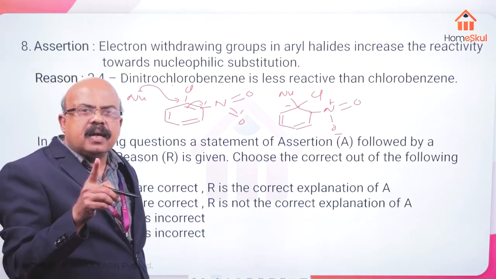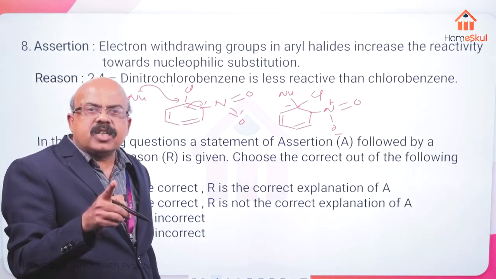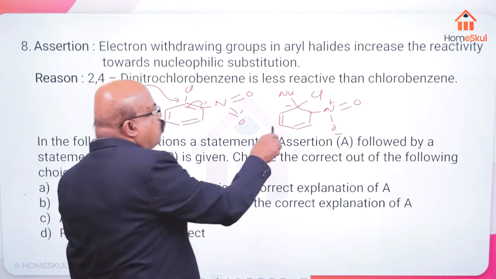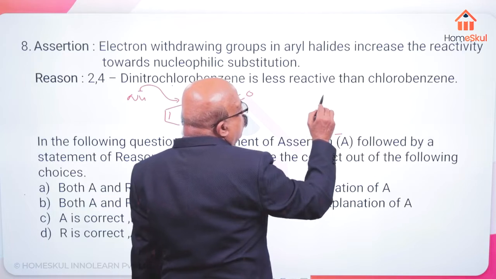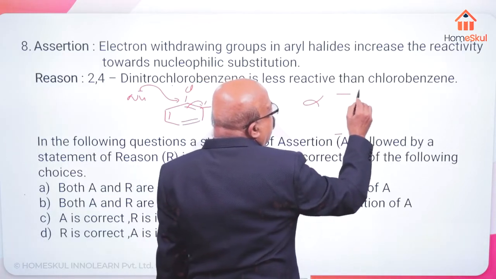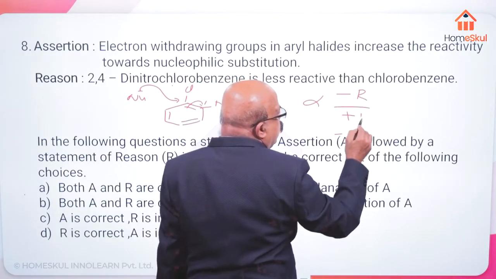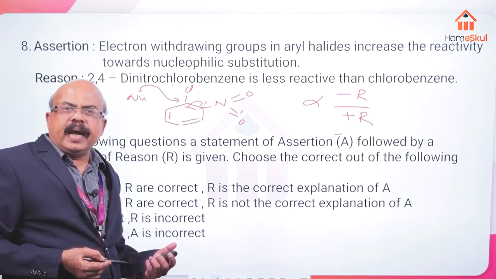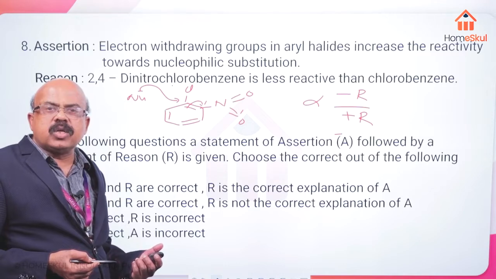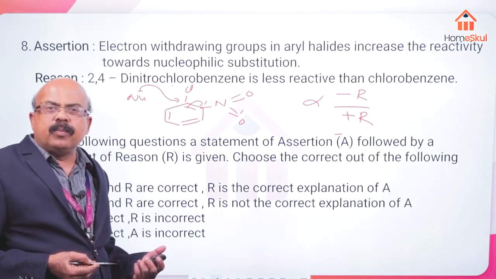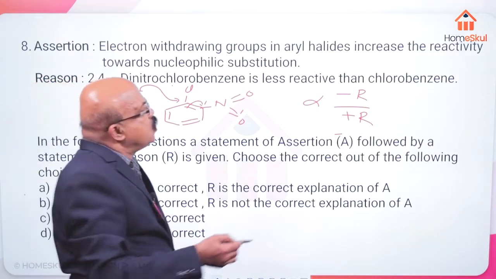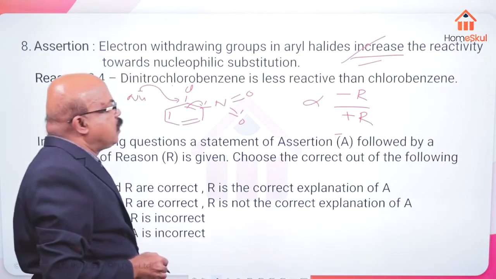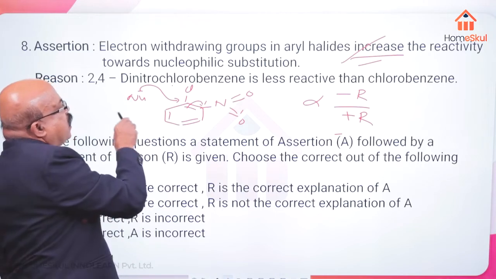That is very correct. Or you can say that reactivity of aryl halides towards nucleophilic substitution is proportional to minus R effect, inversely proportional to plus R effect. So when more and more electron withdrawing substituents are in the haloarene molecule, that increases the reactivity of that molecule towards nucleophilic substitution. That statement is correct.